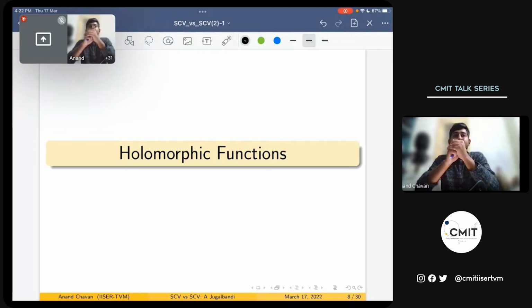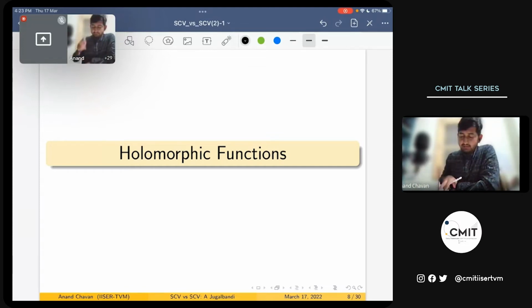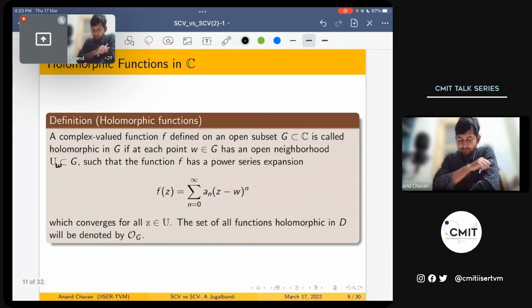So complex differentiable and holomorphic functions are one and the same. We just use two different names for complex differentiable functions, to suggest the similarity with real differentiable functions, but holomorphic and complex differentiable functions are one and the same. So let me define formally what we mean by a holomorphic function.